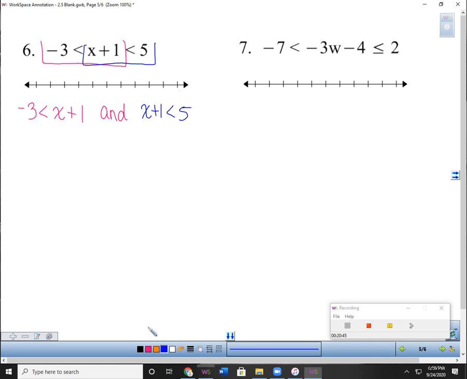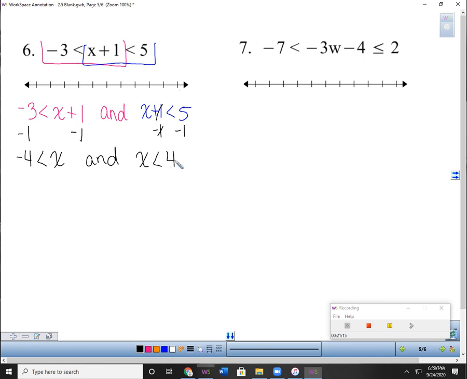Alright, then I'm going to solve for x. So I subtract 1. So I have negative 4 is less than x. Now, I don't want my x right there, but I'm going to leave it for now, and I'm going to show y'all something. So we're going to leave it, and then we'll come back to it. Alright, same thing over here, subtract the 1. So you get x is less than 4.